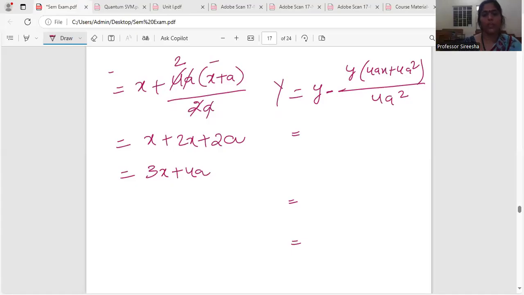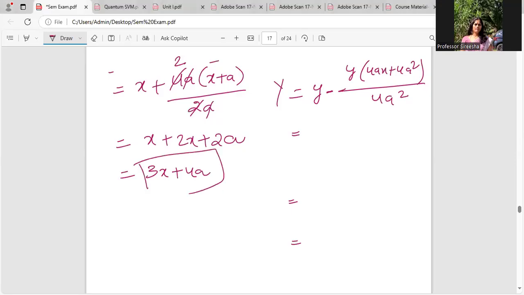Okay, so coming to the problem on radius of curvature, we'll be getting the coordinates for radius of curvature like this. If I simplify, I'll be getting capital X to be 3x plus 4a.